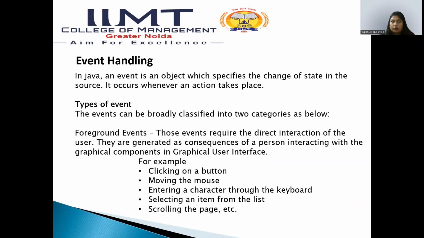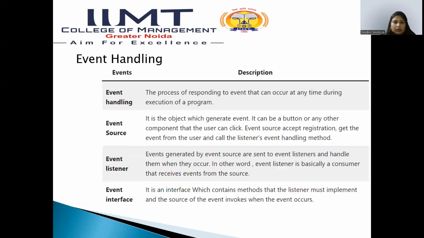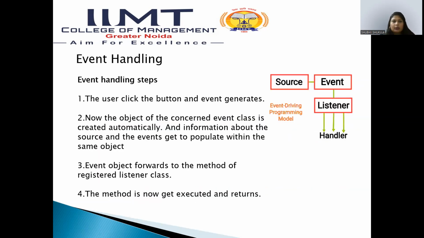What is a foreground event? Those events require the direct interaction of the user. For example, clicking on a button, moving the mouse, entering a character through the keyboard, selecting an item from a list, scrolling the page, etc. Next is the background event. Those events that do not require the interaction of end users are known as background events. These are some events and their descriptions. And next are the event handling steps.